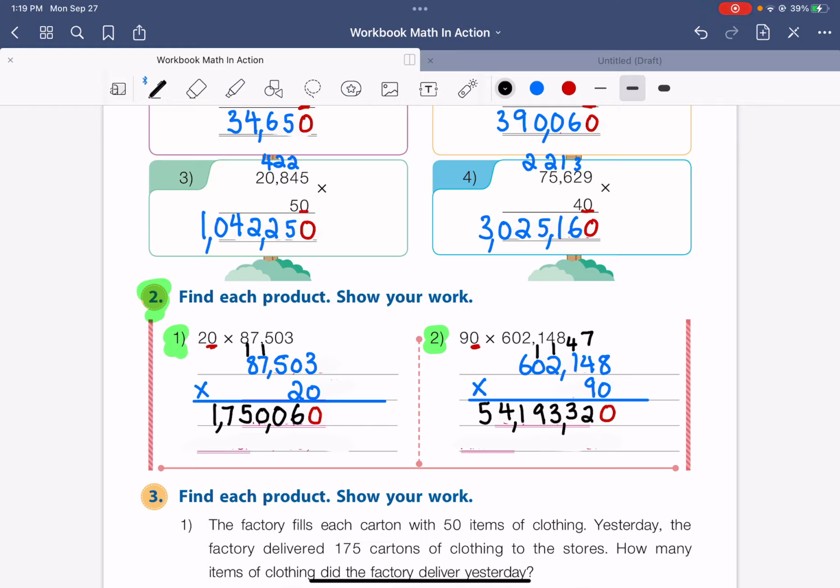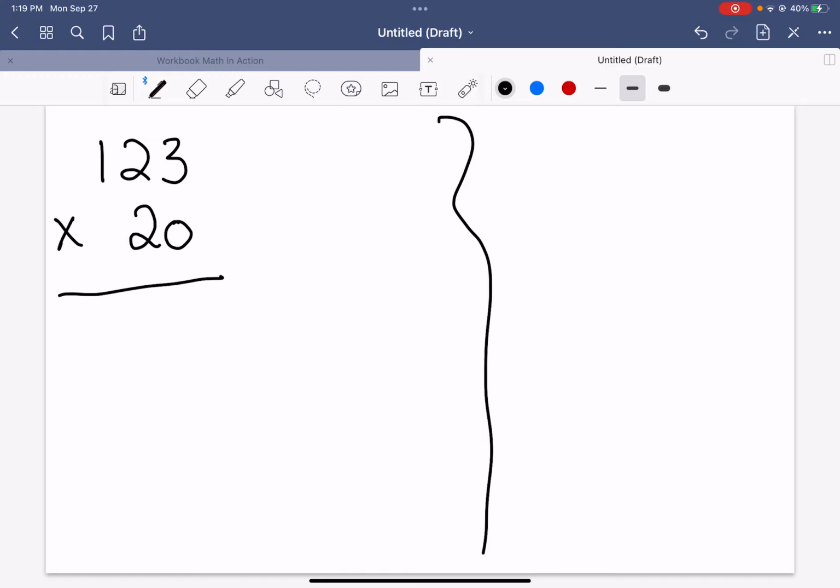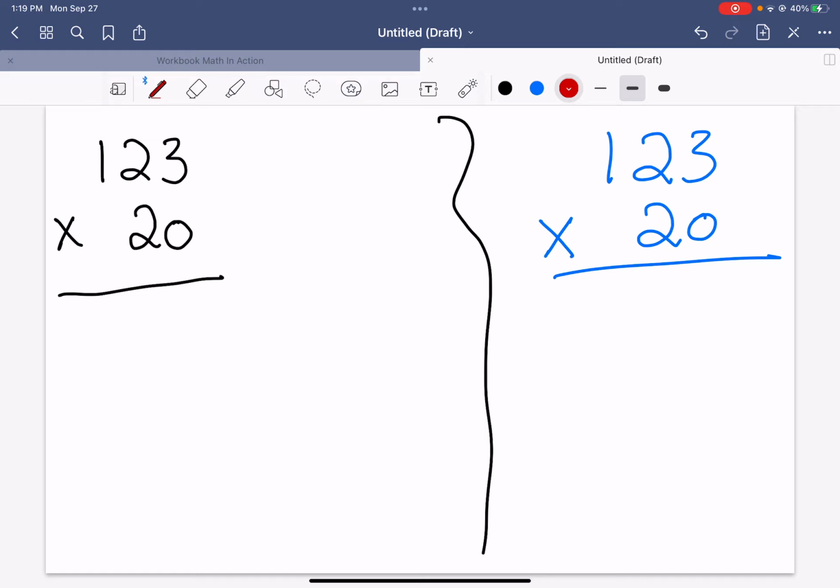Right, we learned last week, if I do 123 times 20 versus the other way, 123 times 20. All right, so here, we can do the normal way. 3 times 0, 0. 2 times 0, 0. 1 times 0, 0. Right, we're going to add a 0.